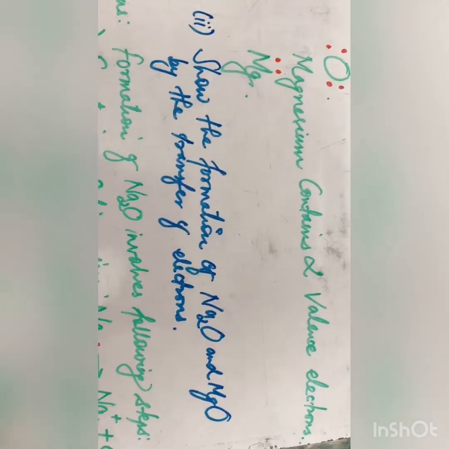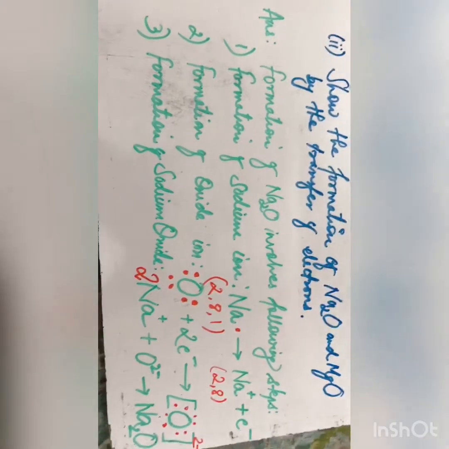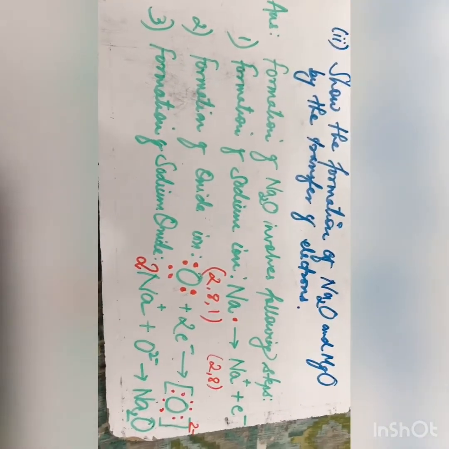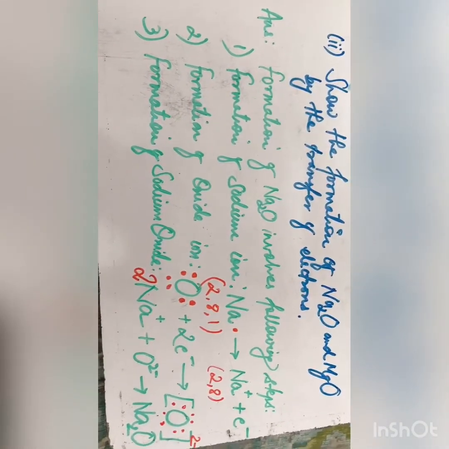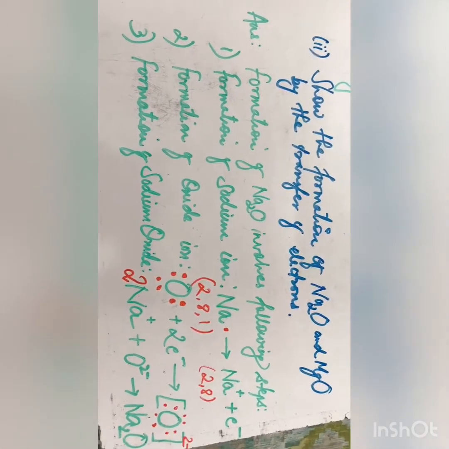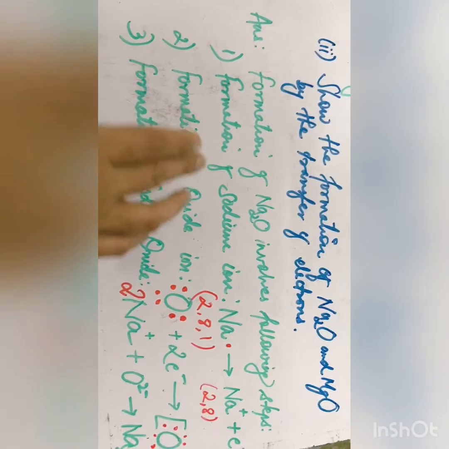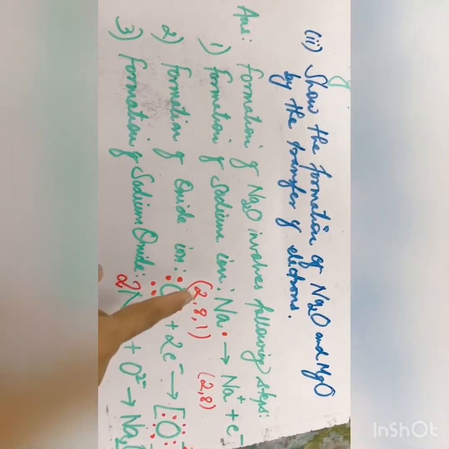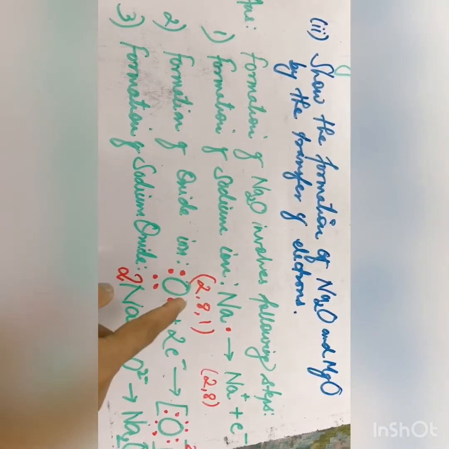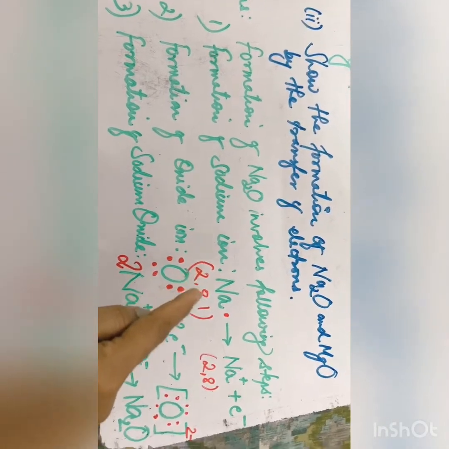Show the formation of Na2O and magnesium oxide by the transfer of electrons. Now how will you represent this question? See, I have segregated it into some steps which will be easy for you to understand. Formation of sodium oxide involves the following steps. Formation of sodium ion, right? Sodium, you know, has electronic configuration 2, 8, 1.